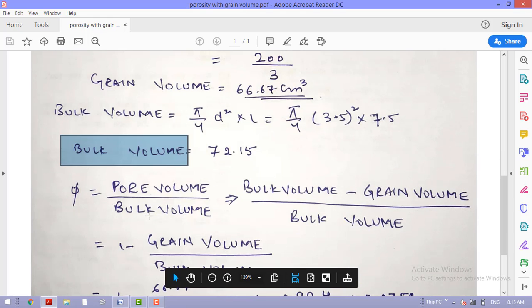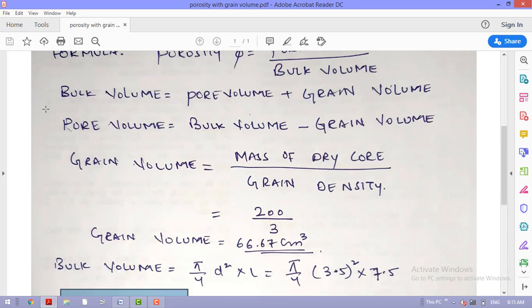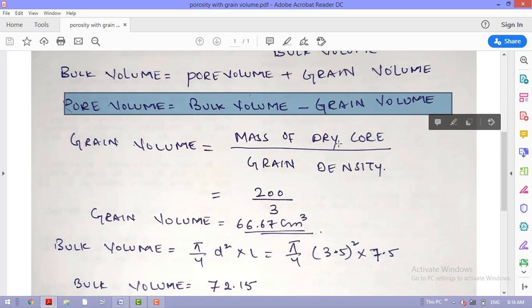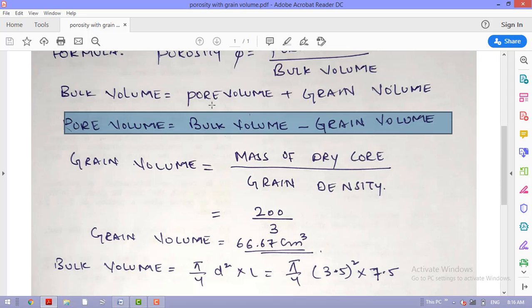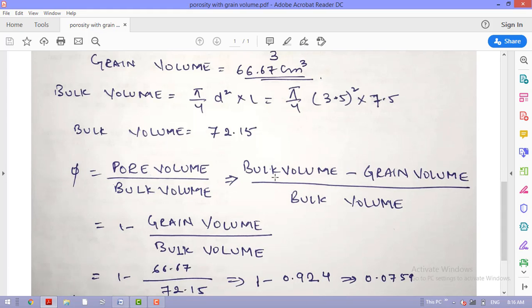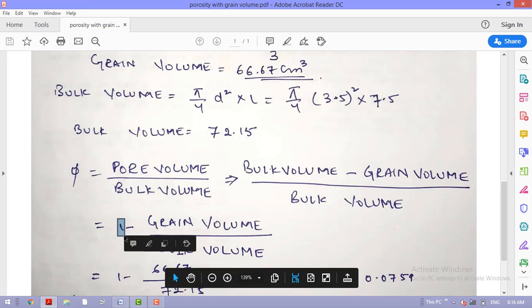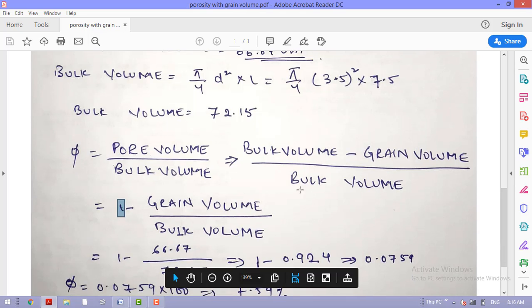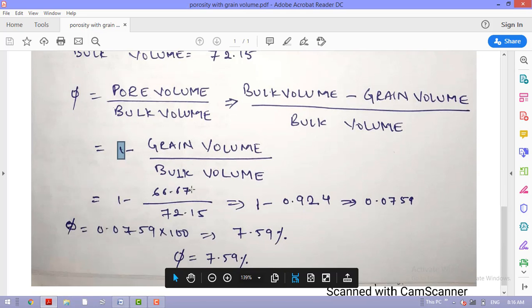Porosity is nothing but pore volume upon bulk volume. As we defined the pore volume in terms of bulk volume and grain volume previously, as you can see over here, I'm substituting the pore volume value in the equation, which becomes bulk volume minus grain volume upon bulk volume. If you separate these terms, bulk volume by bulk volume gets cancelled and comes to 1. So it is 1 minus grain volume by bulk volume. Now I'm substituting the values.